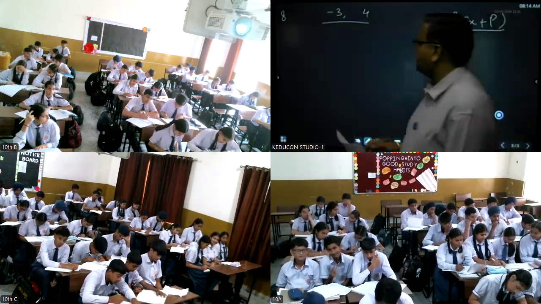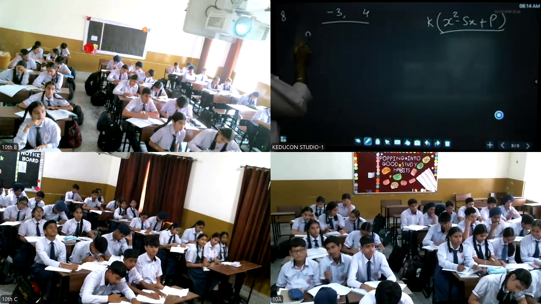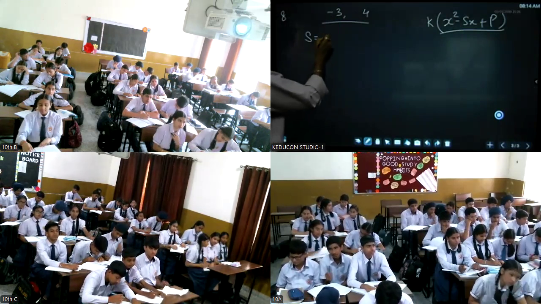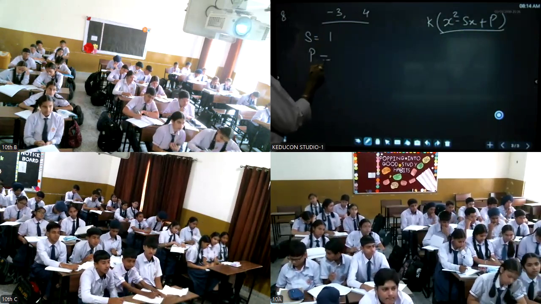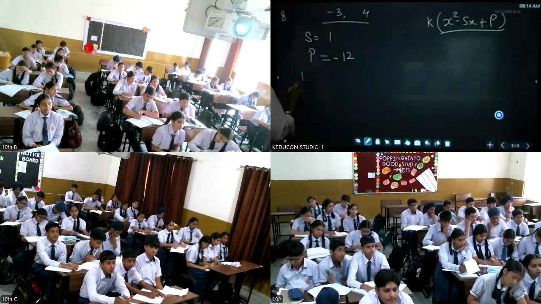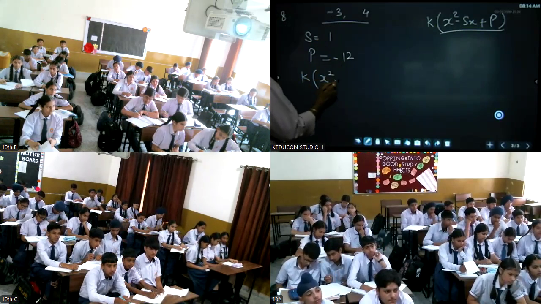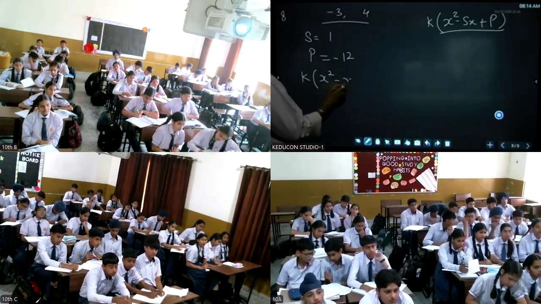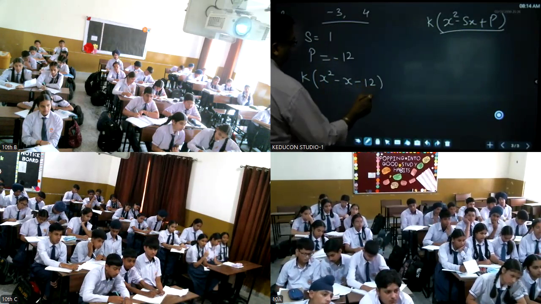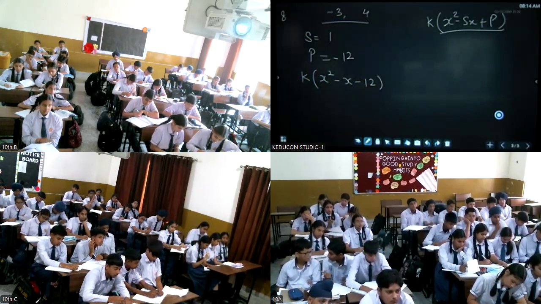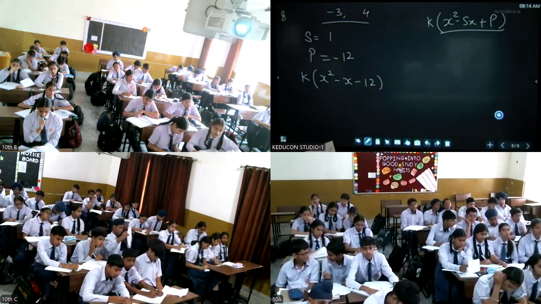तो इतनी देर का क्वेश्चन नहीं है। देखिए सम कितना आ गया आपका, -3 + 4 यानी 1, प्रोडक्ट इज -12, so what will be your x² minus s x plus p, यानी कि x² minus 1x minus 12. Is this clear? Is this clear, students? Sir, yes.